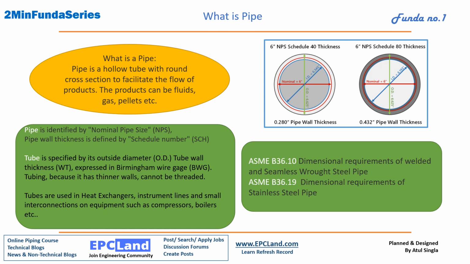And we always go for ASME B36.10 and B36.19. These are the dimensional requirements. These standards are covering the dimensional requirements for the welded and seamless pipe and for stainless pipe. It is very difficult to remember the ID and OD dimensions, so it is very easy to refer to these two standards to get all the dimensional details.